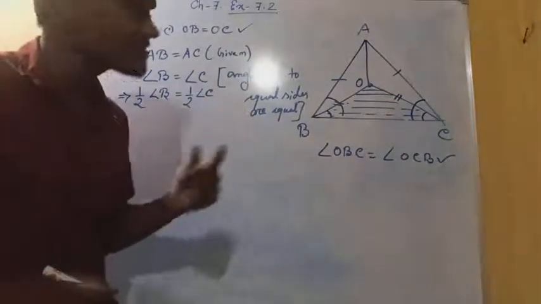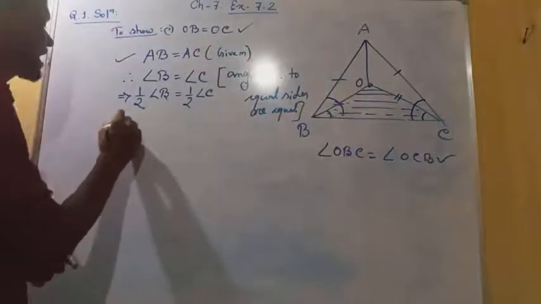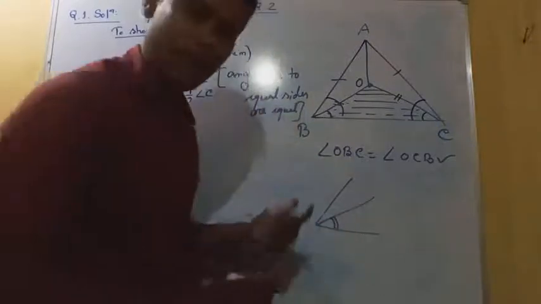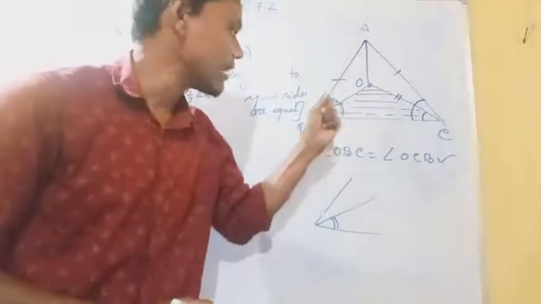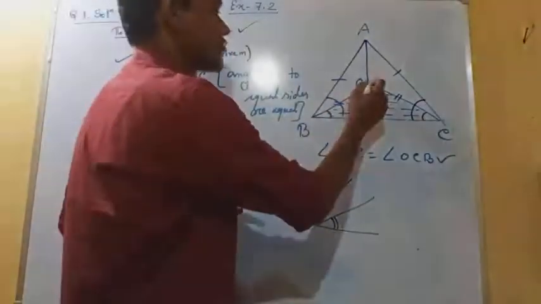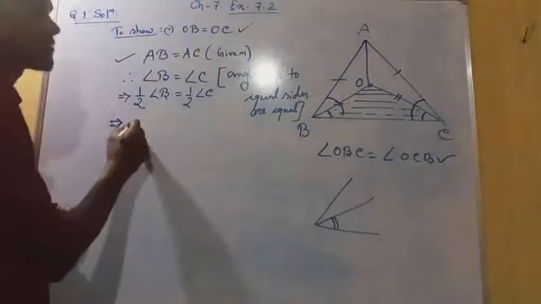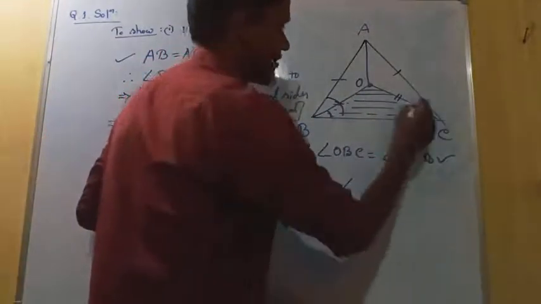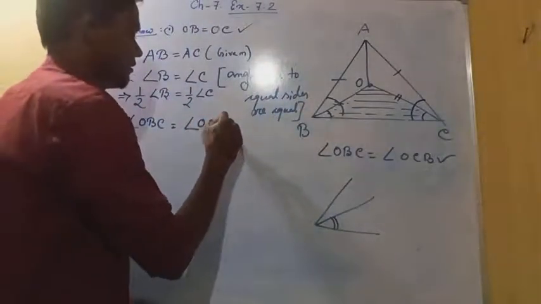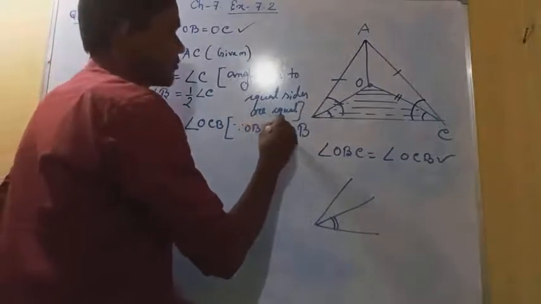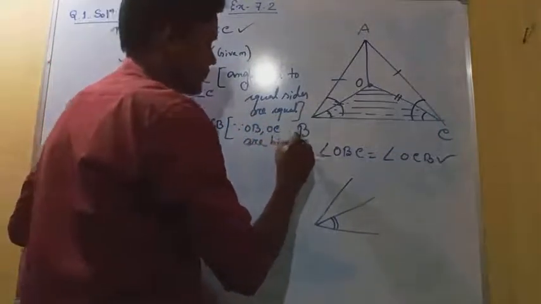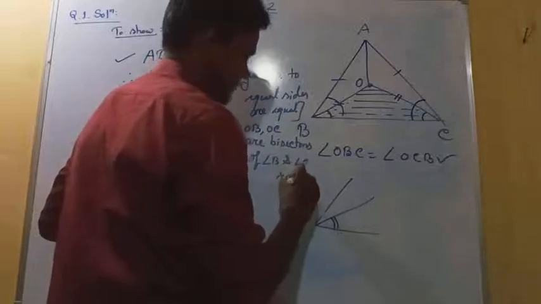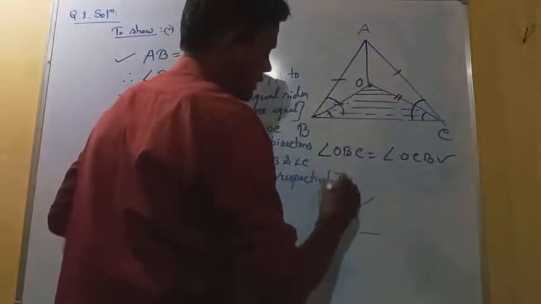Now since these are the two bisectors, half of angle B can be written as the upper part also and the lower portion also. I don't need the upper portion, I need the lower portion only. So in place of half of B, I will write angle OBC is equal to, in place of half of C, angle OCB. Why? Since OB and OC are bisectors of angle B and angle C respectively. This is the reason.